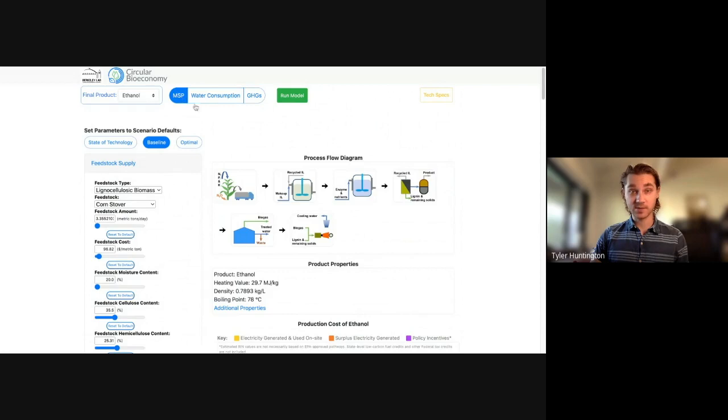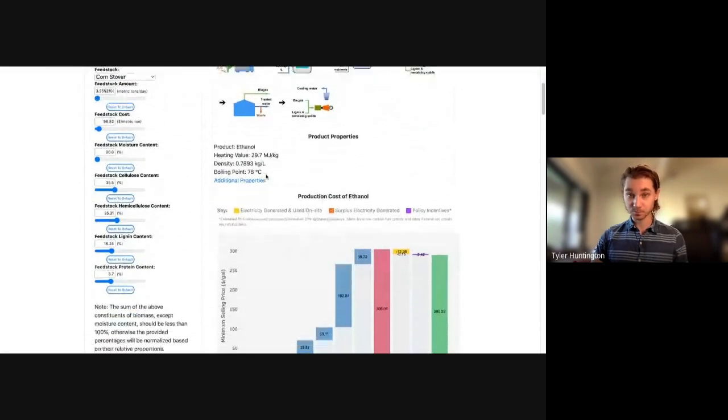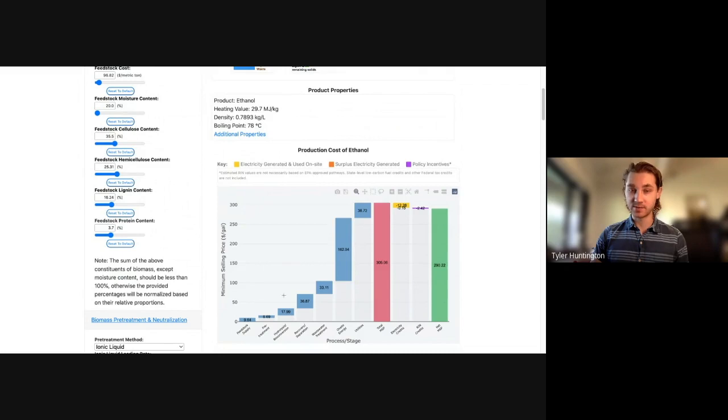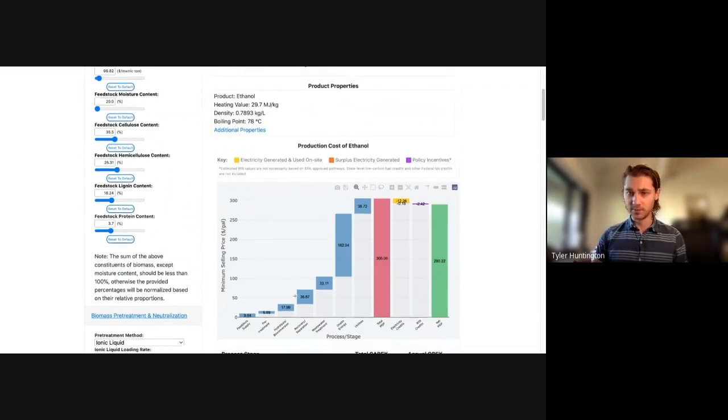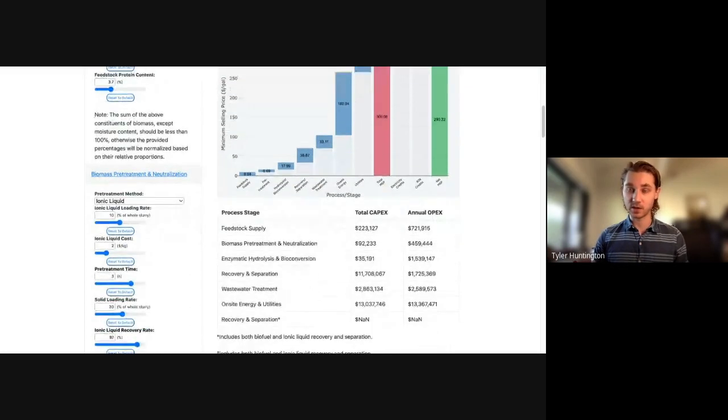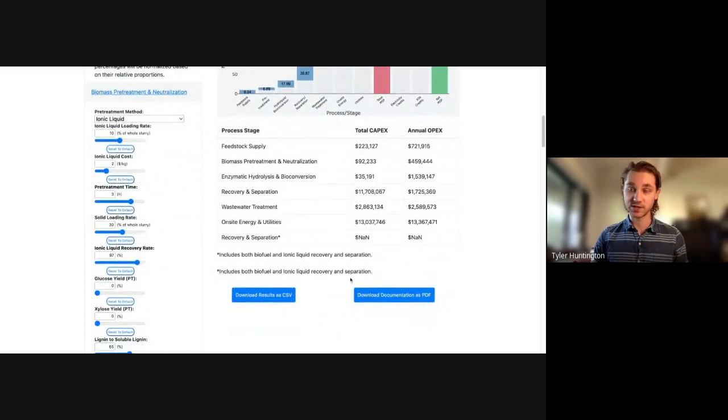So in this minimum selling price model, which is what MSP stands for, we're showing you what the production cost of your product, in this case ethanol, looks like, broken down by these major process stages. For those unfamiliar with the term minimum selling price, that's just the price at which you would need to sell the product on the market in order for the entire project of the facility to break even over its projected lifespan.